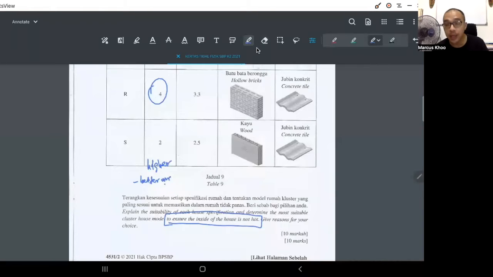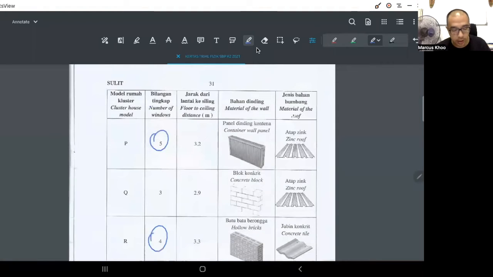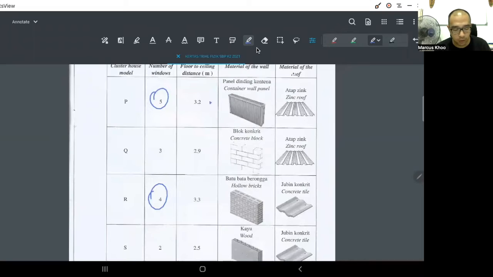Okay, because when air circulation is better, then you won't feel so hot lah. Okay, better air circulation. Okay, the floor to ceiling distance. So we have 3.2, 2.9, 3.3, and 2.5. Okay, so when you look at this, you kind of think you want the floor to the ceiling distance to be as high as possible lah.